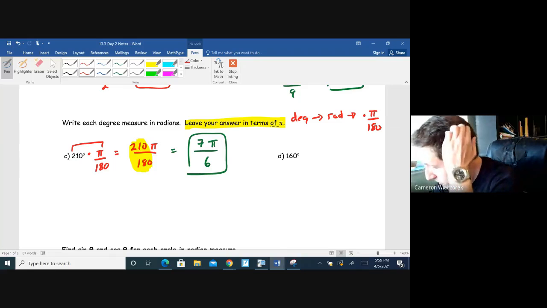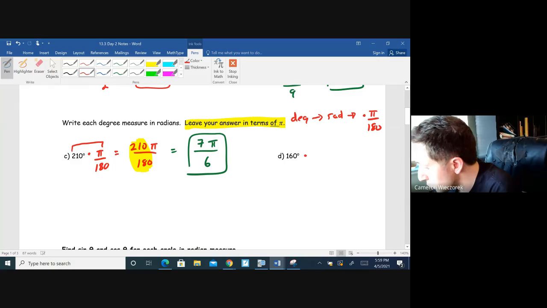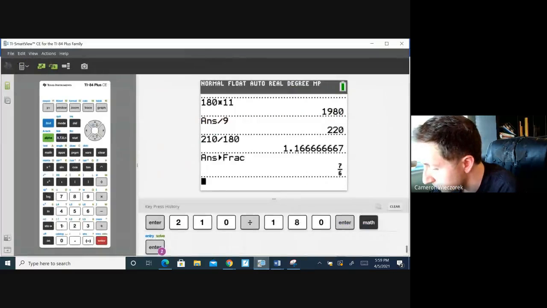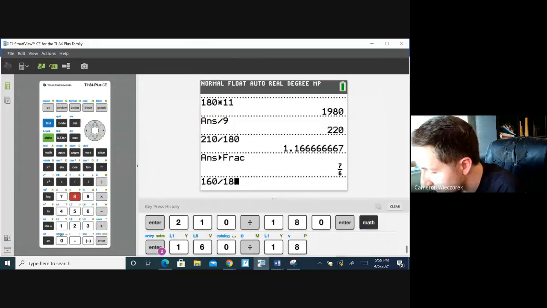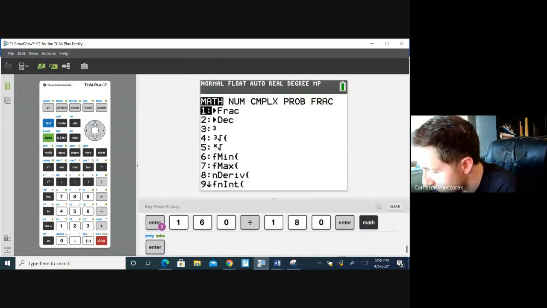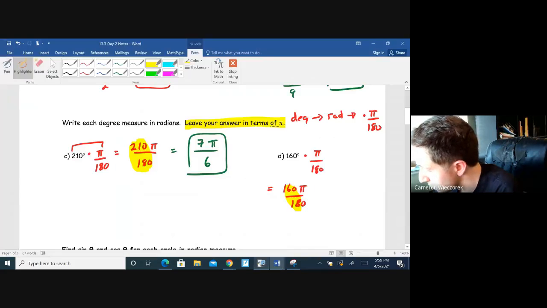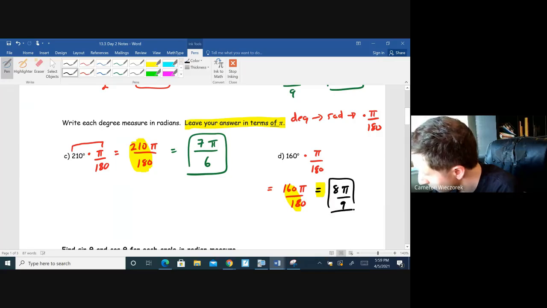Same thing with 160 degrees. I want to go to radians, so I need pi to be up top. I need 180 to be on the bottom. You can put the 160 and the pi together, but you got to make sure that you simplify the 160 over 180. So type that into your calculator and then hit math, enter, enter. 8 over 9. So this would be, oh, I need a pen, not a highlighter. 8 pi over 9.